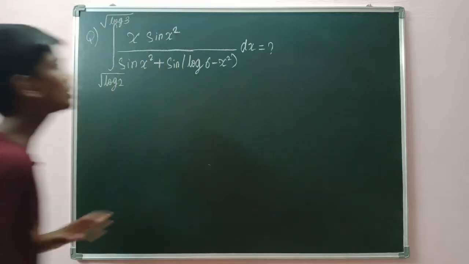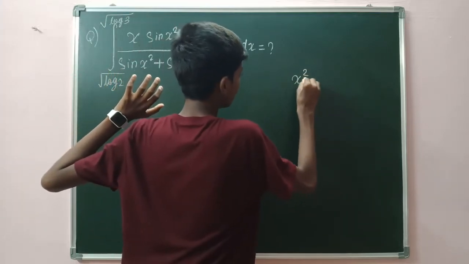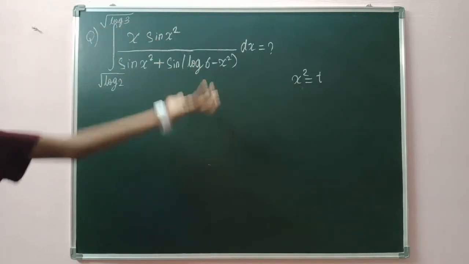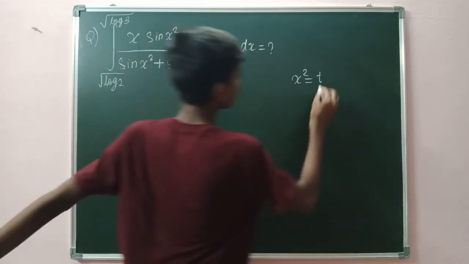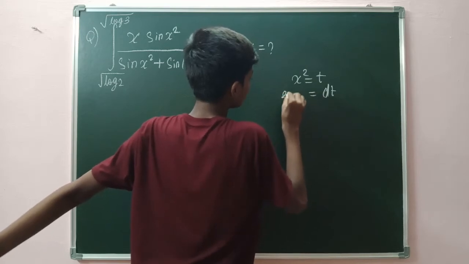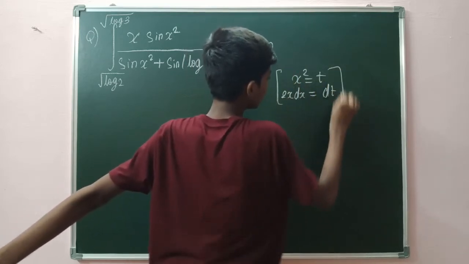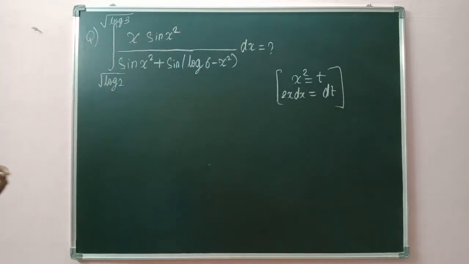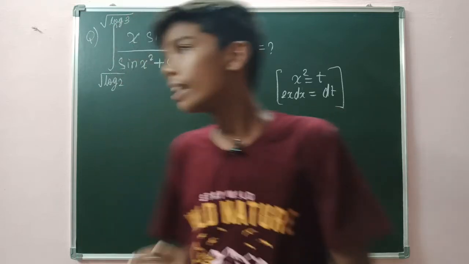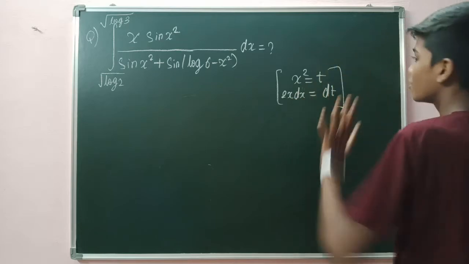The substitution I am going to do here is to take x square as t. When you observe this integral, we have sine of x square, therefore I need to take x square as t. If you take x square as t, then dt will be the differentiation of x square, that is 2x dx. Correct? This is the substitution I am going to use in this integral. Differentiation of x square is 2x, and 2x dx will give us dt.